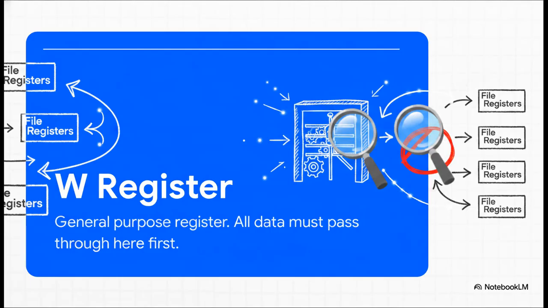Now, the absolutely crucial piece of the puzzle here is the W register, which stands for the working register. It acts as a universal turnstile for the entire chip. You literally cannot write a value directly to a file register. It's impossible. Instead, your data must pass through the W register first. So you move your value into W, and then you push it from W into your final destination.